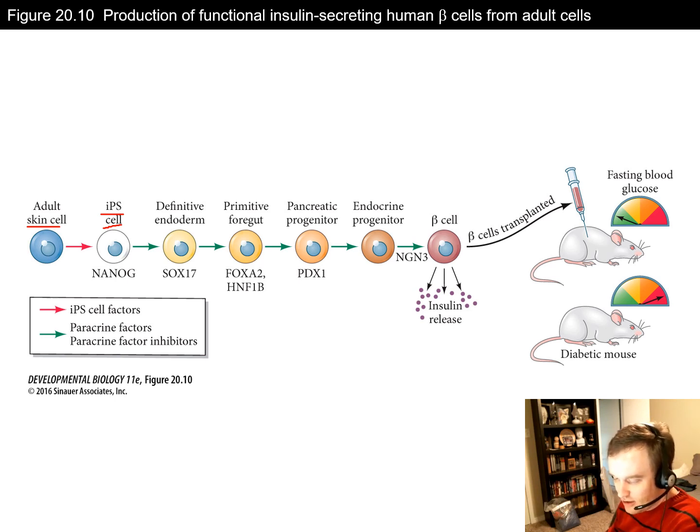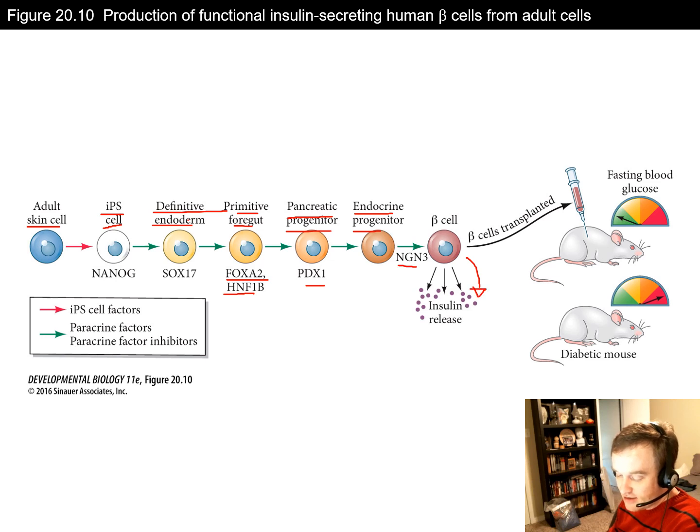So in this example here, researchers took these skin cells and created iPS cells, or induced pluripotent stem cells, and then provided SOX17 to make definitive endoderm. From there, the addition of FOXA2 and HNF1B created primitive foregut. Expression of PDX1 then leads to these pancreatic progenitor cells, which will develop into endocrine progenitor cells, and then with the expression of NGN3, we create beta cells.